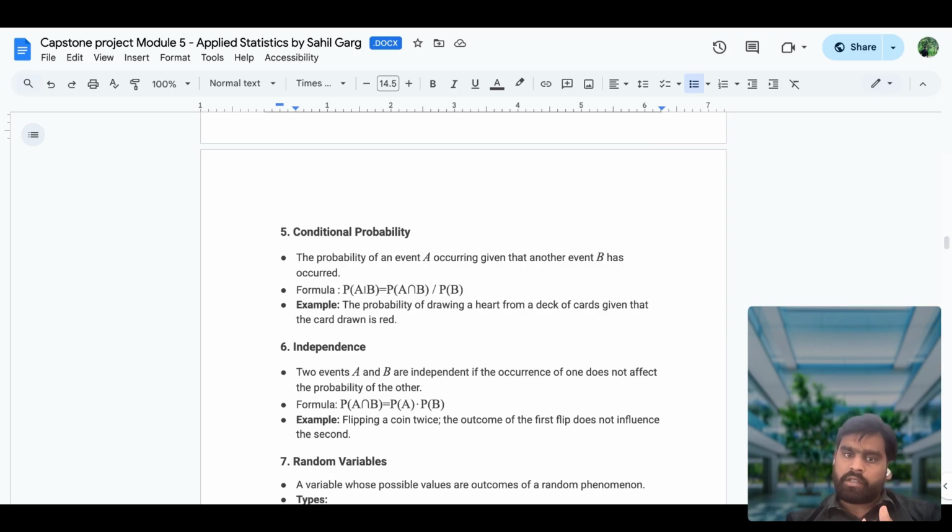Secondly, P of A intersection B is the probability of the events which are happening in both A and B, and this is divided by the probability of B. So that is how we calculate the conditional probability of A given B.